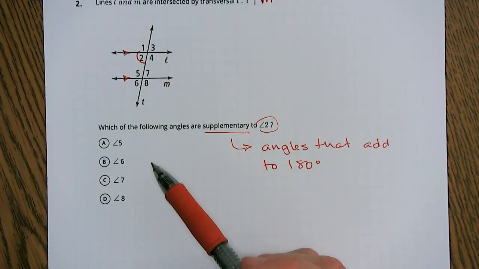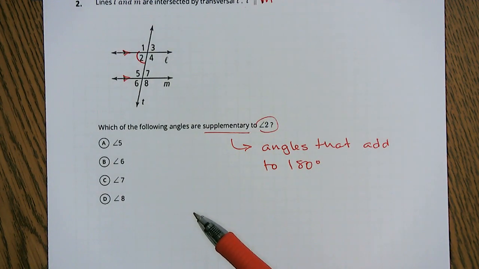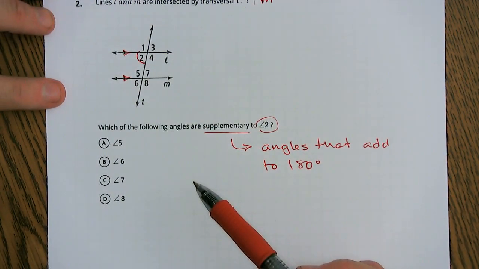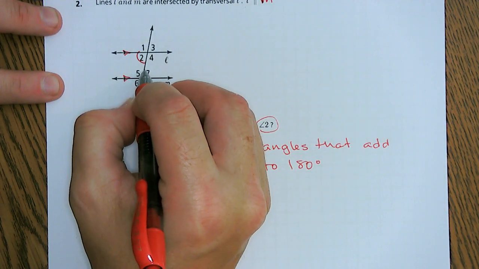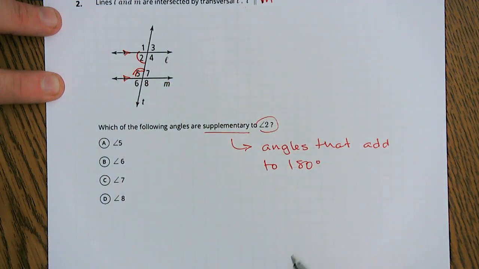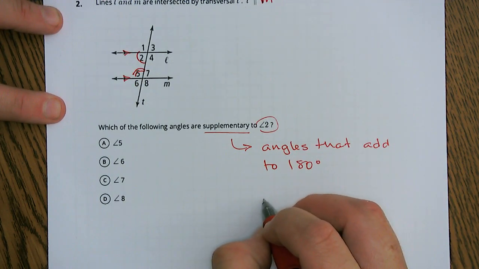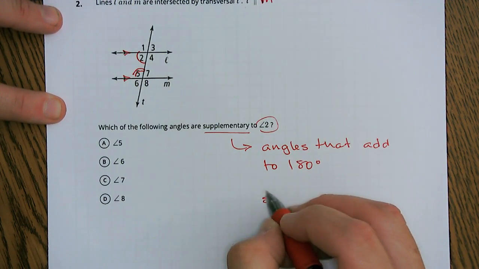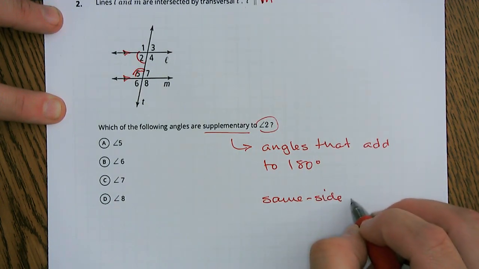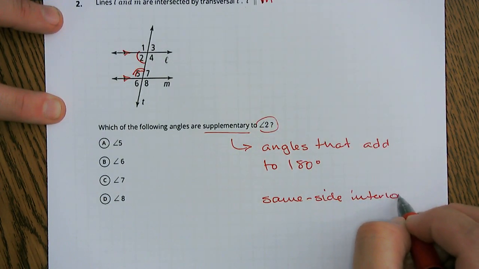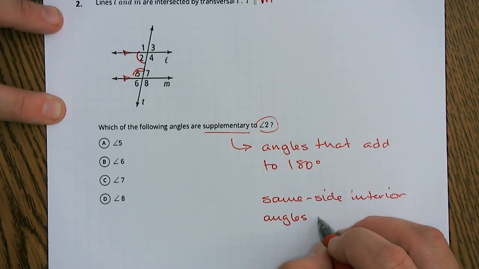Now, we've got a few options here. We've got angles 5, 6, 7, and 8. Now, we actually have 2 of these that are correct. The first one that we can see that is correct is going to be angle 5 over here, because these two angles, angle 2 and angle 5, are what we call same side interior angles. And same side interior angles are supplementary.